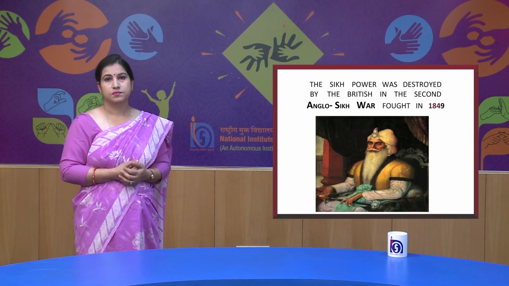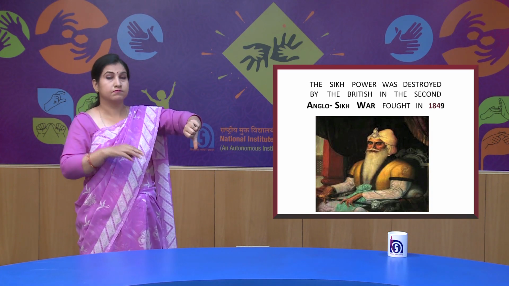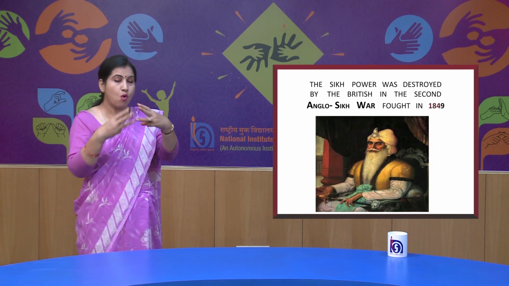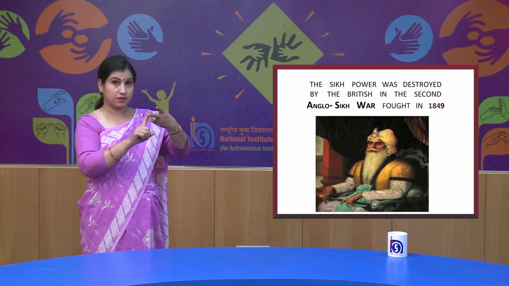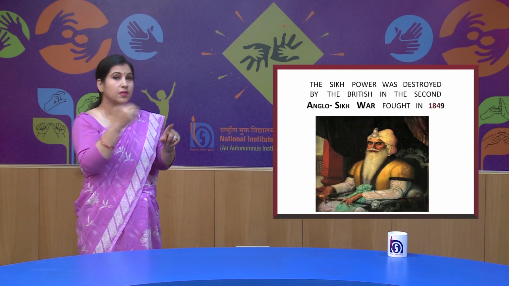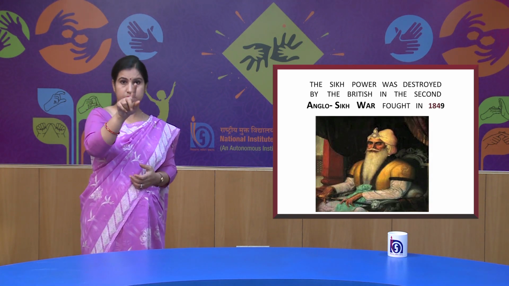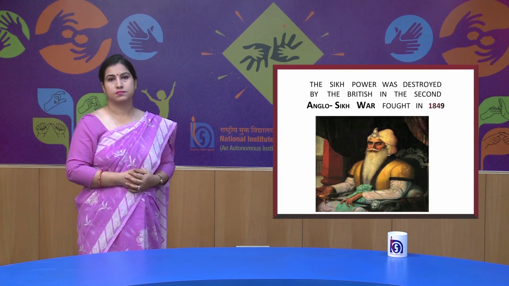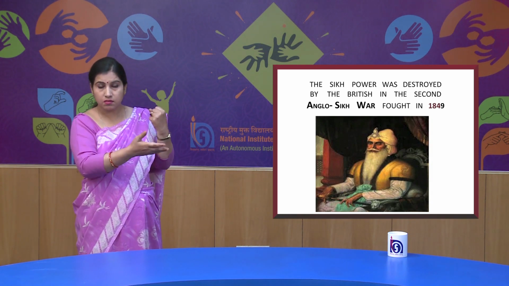However, the Sikhs were finally defeated in the Second Anglo-Sikh War. The Second Anglo-Sikh War was fought in the year 1849. With this, their power came to an end.